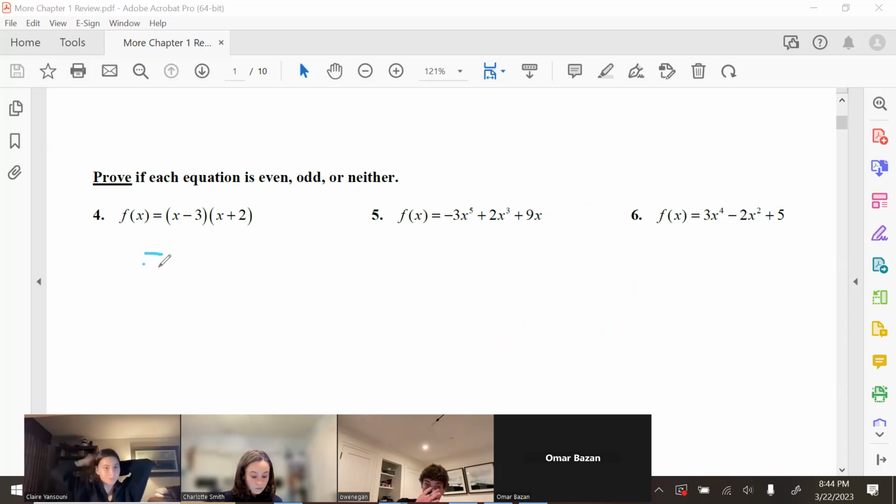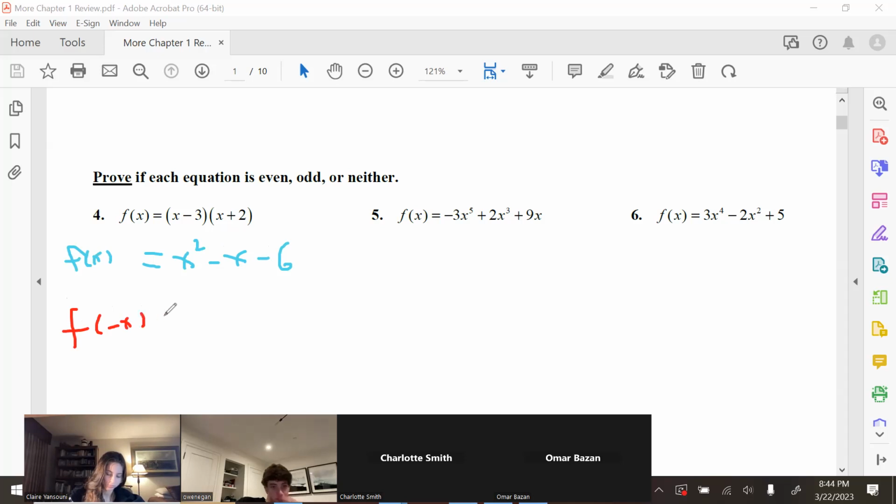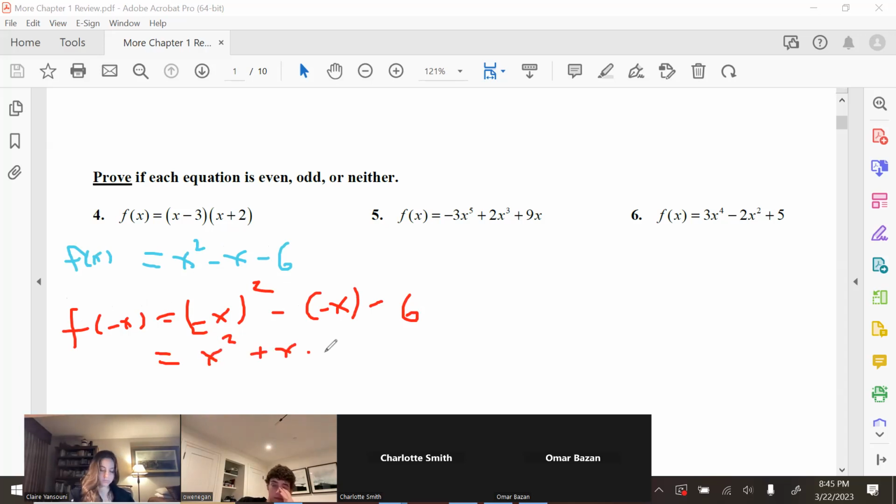What I would do first, I'd FOIL it just to get it easy to work with. So that's f of x, right? Now what we're going to do is replace the x with negative x. So instead of x squared, you have parentheses negative x squared. Instead of minus x, you have minus negative x. And of course, you have minus 6 at the end. If you square a negative, it stays positive. You do minus a negative, comes plus x and minus 6.